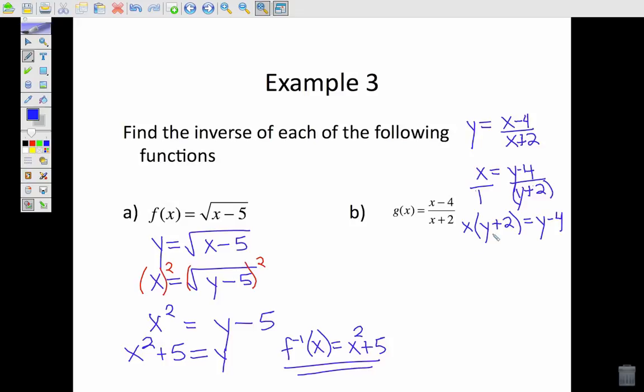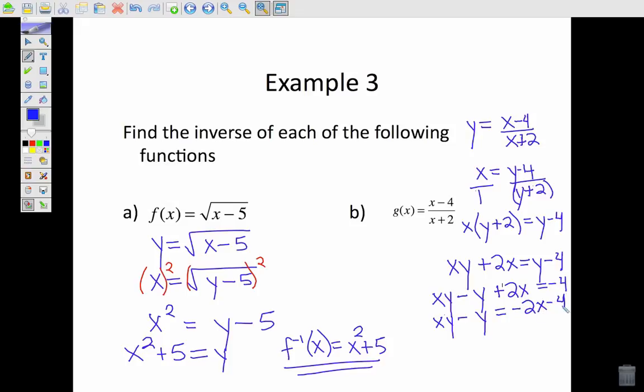Still trying to get the y's on the same side so we can isolate them. We are going to have to distribute: xy plus 2x equals y minus 4. We're going to rearrange our equation to put our y's on the left side: xy minus y plus 2x equals negative 4. Still got to try to isolate my y's. I'm going to move the 2x to the other side to get it out of the way. You've got xy minus y.